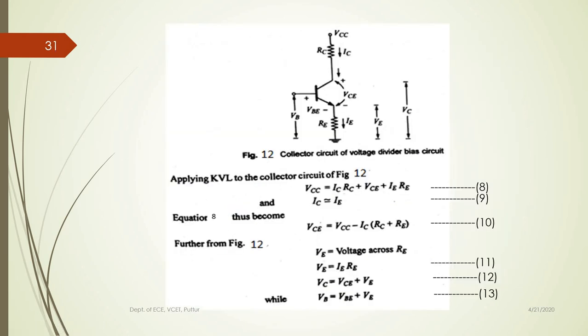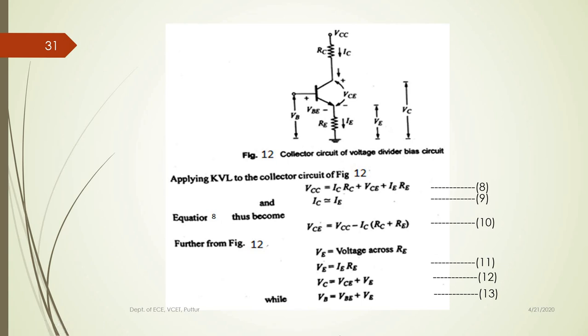Next is getting the equation for VC. So here VC is equal to, applying KVL for the output loop, VCC minus ICRC minus VCE minus IERE. So VC can be written like this because, wherever IE is there, we are substituting it as IC, because IC is nearly equal to IE.